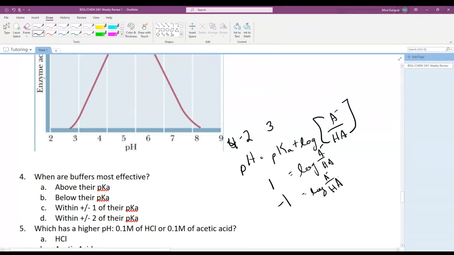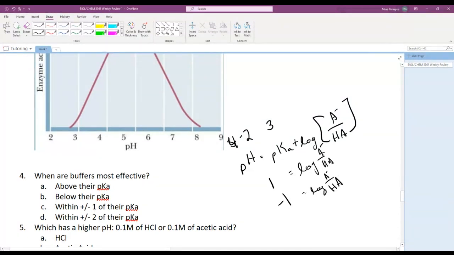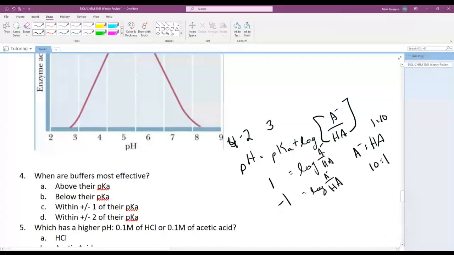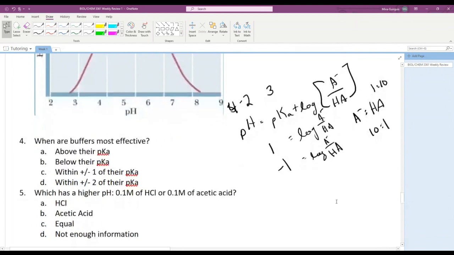What ends up happening is when we take this log, we get either 10 or 0.1. So it means that the ratio of conjugate base to acid is going to equal 1 to 10 or 10 to 1. Why is that important? Because once you get above 10 times the concentration, your buffer is too dilute in one way or another. There's too much acid or too much base, and it's not able to resist changes in pH, because there's not enough left of the base or the acid.